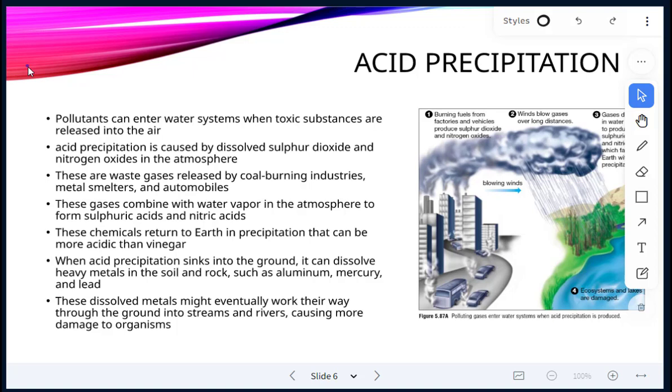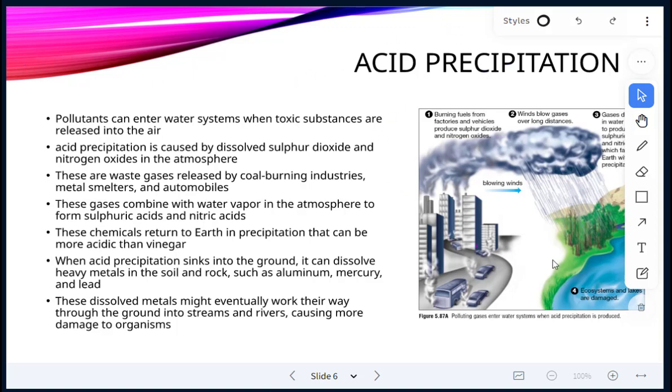That acidic precipitation is going to sink into the ground. It can start to dissolve heavy metals in the soil and rock, such as aluminum, mercury, and lead. These dissolved metals might eventually work their way through the ground into our streams and rivers, which can cause even more damage to organisms.